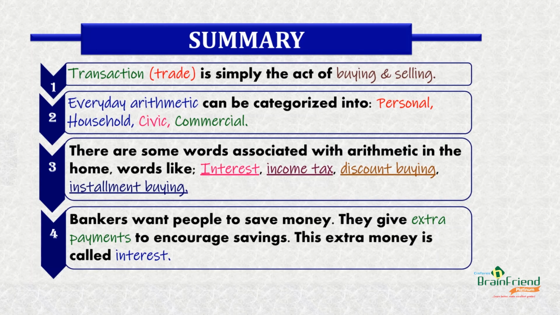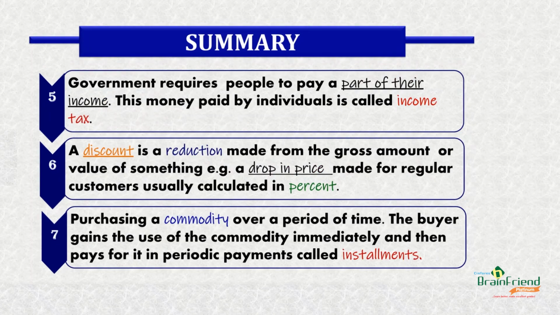We also learned that bankers want people to save money. They give extra payments to encourage savings. This extra money is called interest. Going further, we learned that government requires people to pay a part of their income, and this money paid by individuals is called income tax.